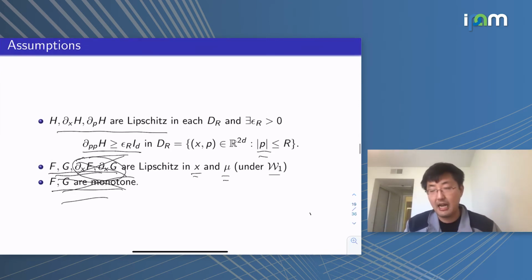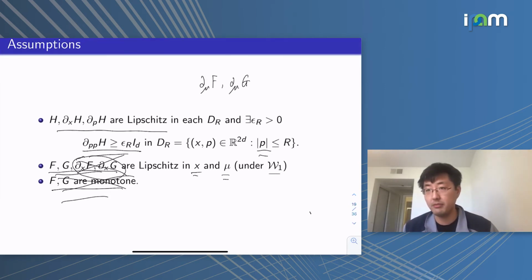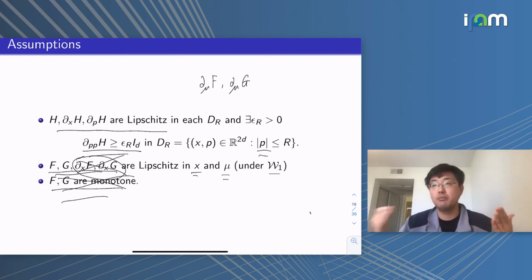Okay, and I want to make several remarks here. We never assume partial mu f and partial mu g exist. We never assume they exist. Although here we assume Lipschitz, you should remember that mu lives in infinite dimensions. Lipschitz does not imply that you have a derivative almost everywhere like in finite dimensions, so we do not assume that. And also, if you go back to the master equation, we have a partial mu term, even a second order term with respect to mu. So we never assume such a thing for mu.